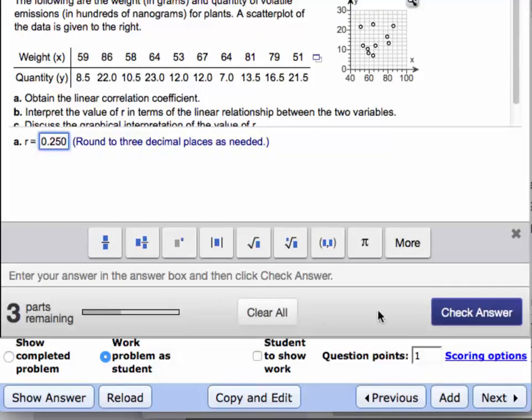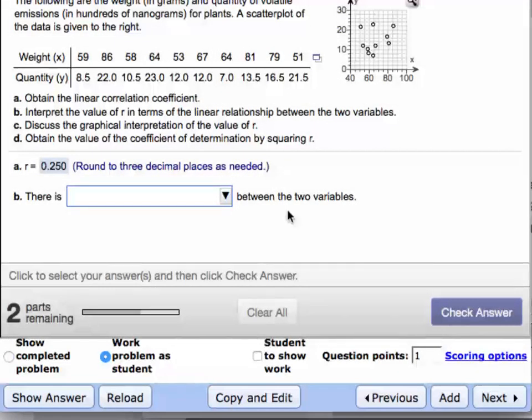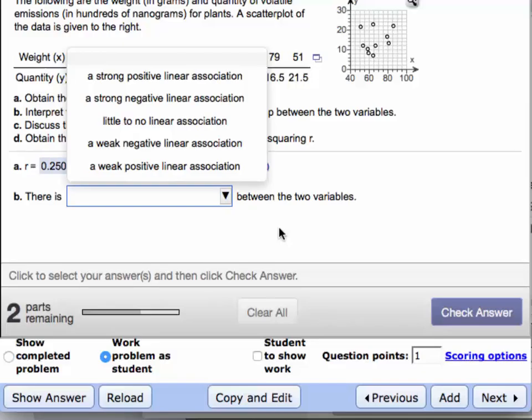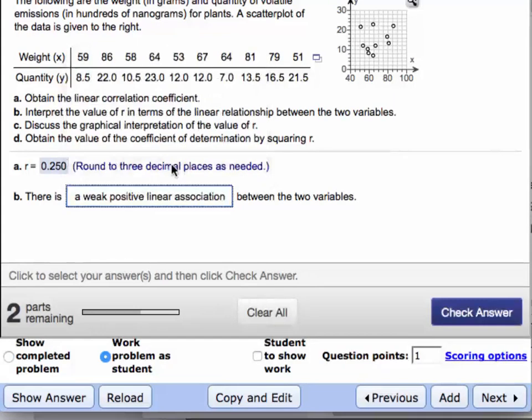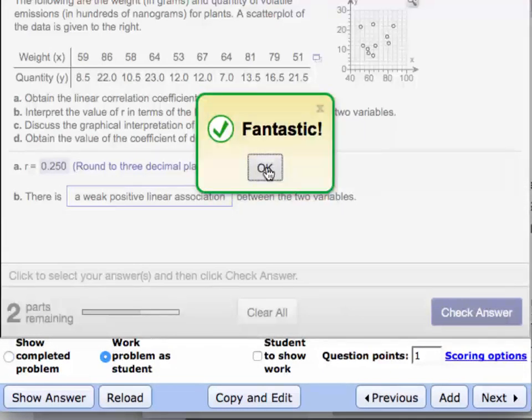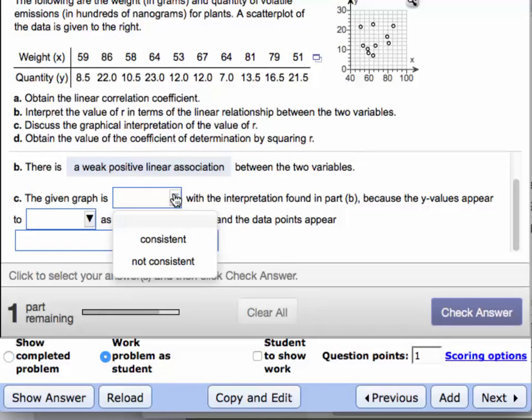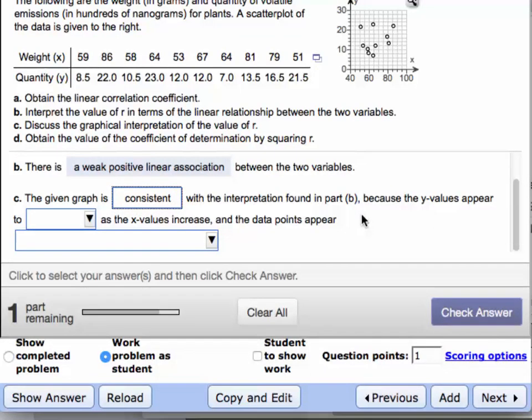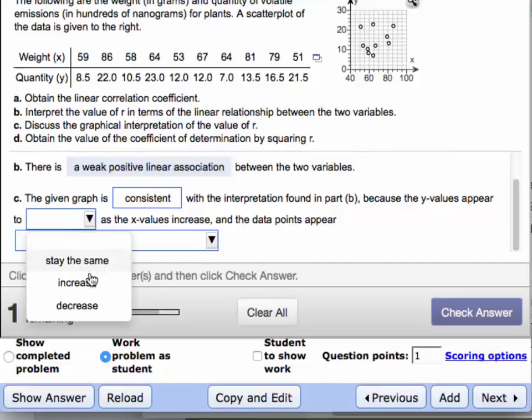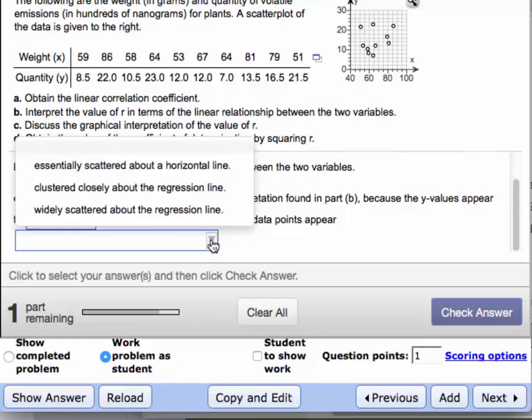Three decimal places, yeah. Good, okay. Weak positive linear association, good. The given graph is consistent with the interpretation we made because the Y values appear to increase. And the data points appear essentially scattered about a horizontal line. That would be zero, R equals zero. Clustered closely about the regression line, widely scattered about the regression line.